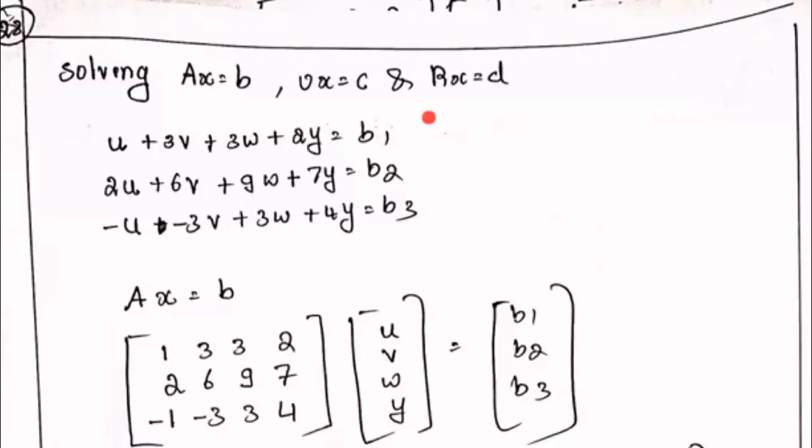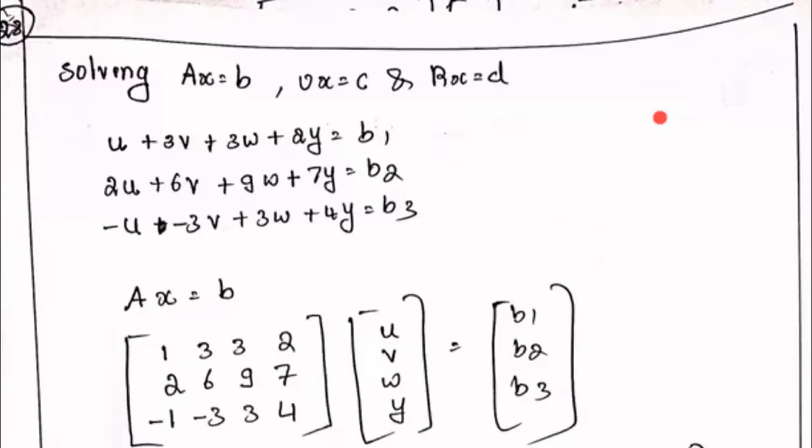So the first equation is u plus 3v plus 3w plus 2y is equal to b1. First three variables are u, v, w, and y is there. The second equation is 2u plus 6v plus 9w plus 7y is equal to b2. The third one is minus u minus 3v plus 3w plus 4y is equal to b3.